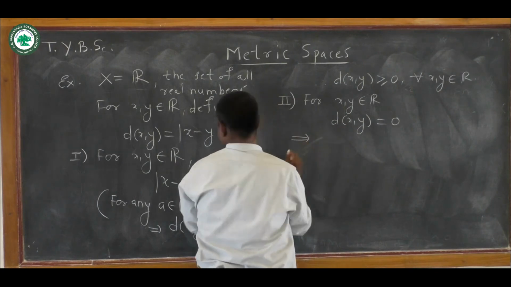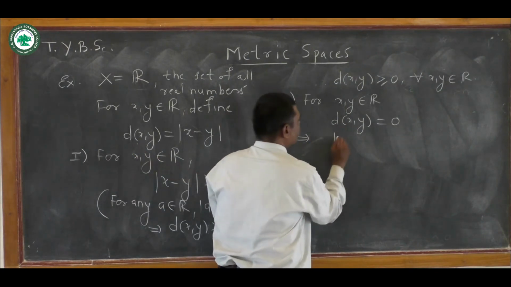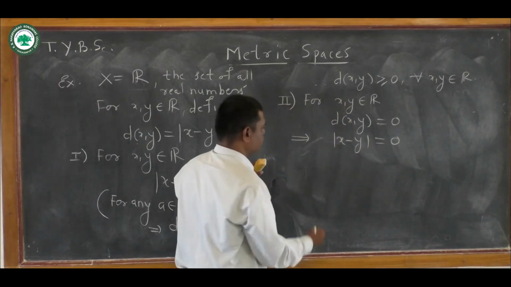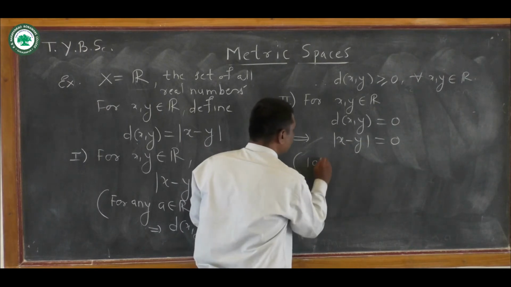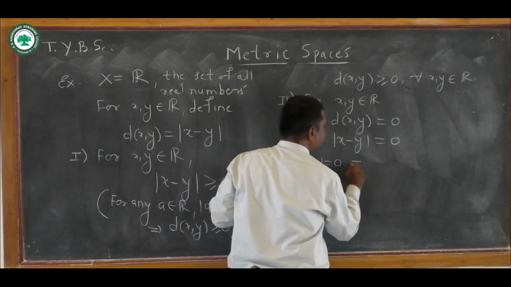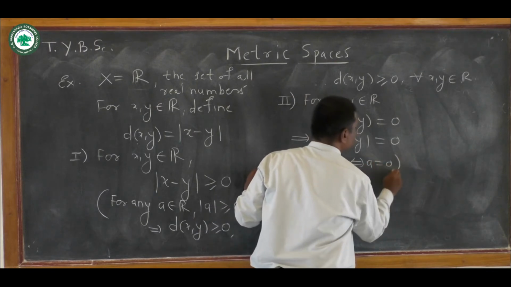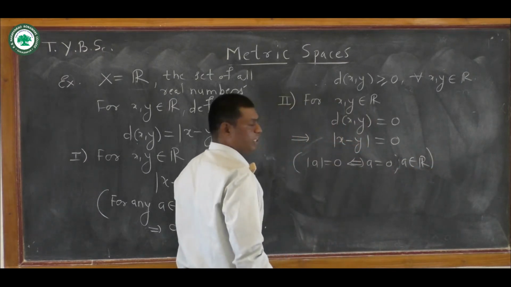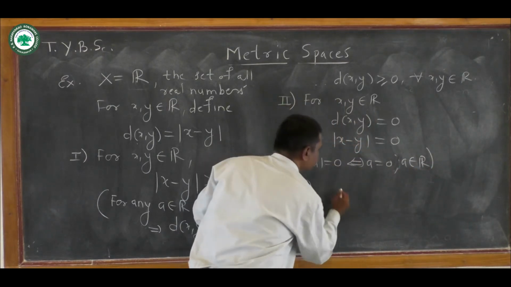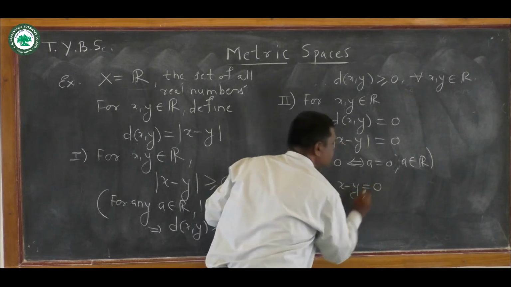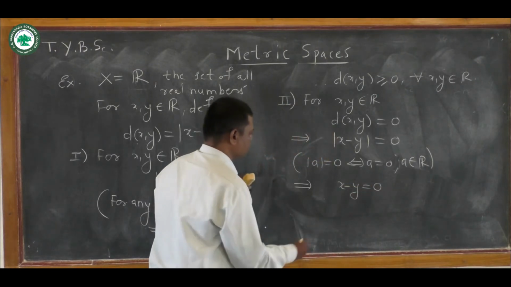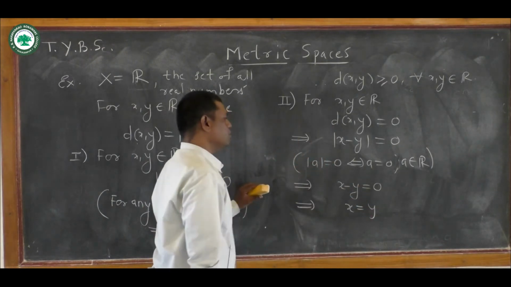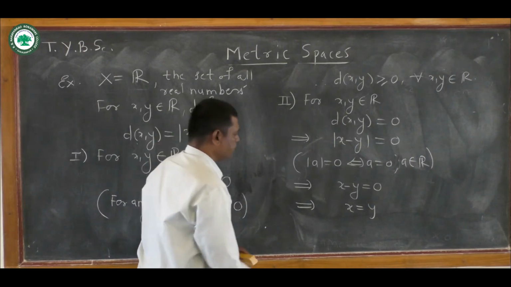Now by using the definition of D, we write |X − Y| = 0. But we know that the absolute value of A is 0 if and only if A is equal to 0. So this implies that X − Y = 0. Therefore, since X − Y is equal to 0, we write X is equal to Y.